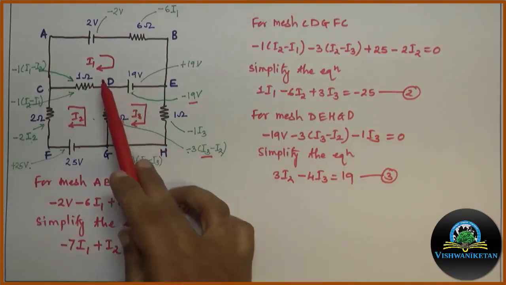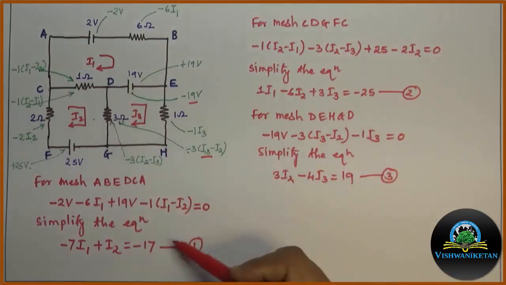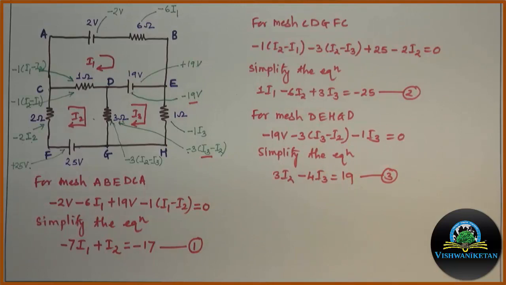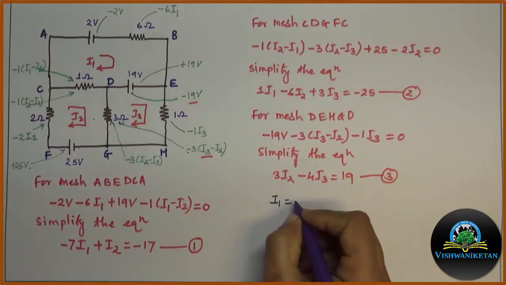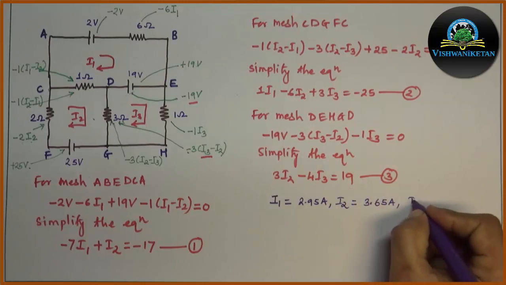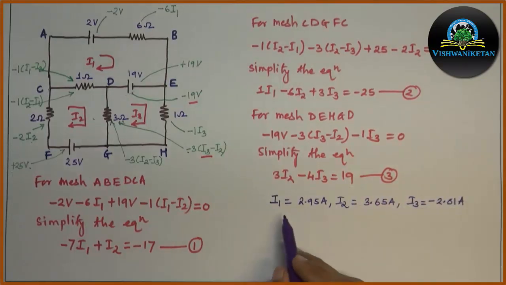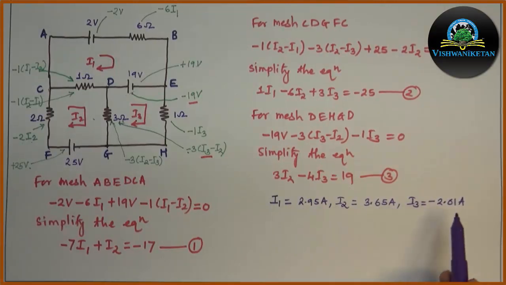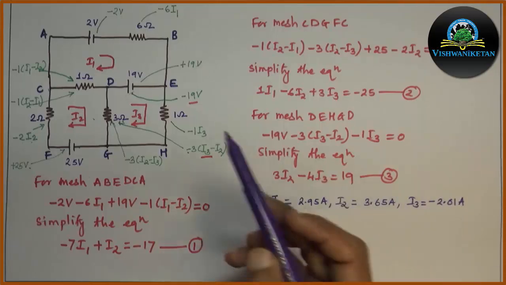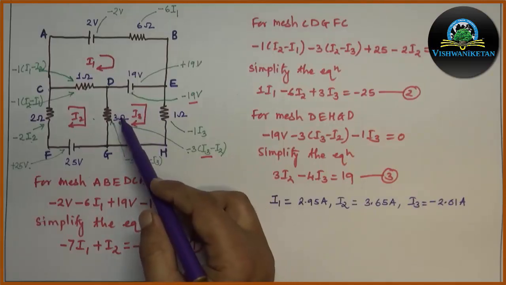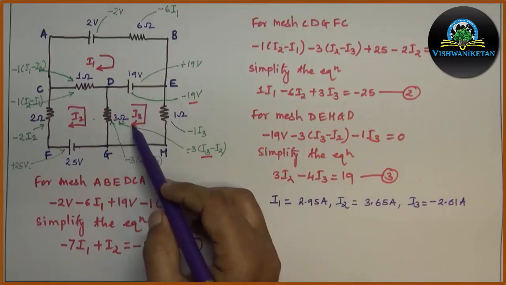Now we have 3 loops and we have 3 equations. So by simultaneous equations or by Cramer's rule, you can solve these 3 equations and you will get the values of the 3 currents. After solving, we will get I1 as 2.95 ampere, I2 as 3.65 ampere and I3 as minus 2.01 ampere. Now this negative sign of I3 indicates the assumed direction of I3 should be opposite. That is, I3 should flow in the anti-clockwise direction in the actual case, whereas the assumed direction of I3 is clockwise.